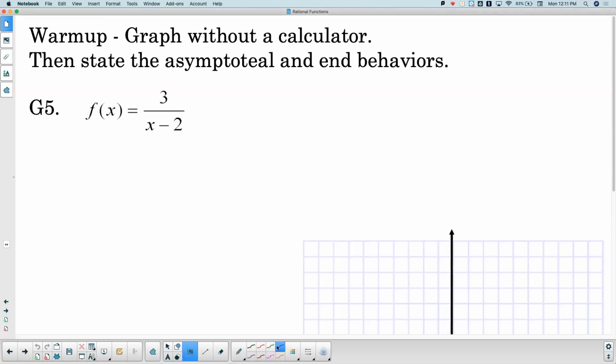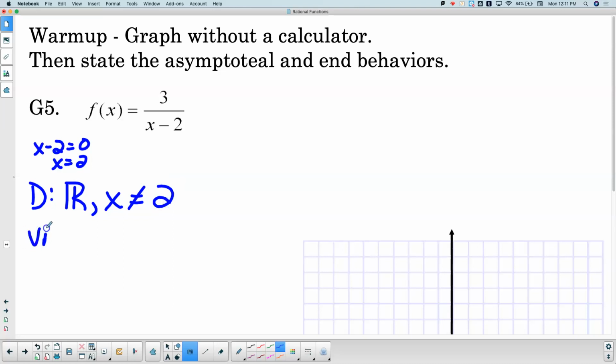Step 1 says, find the domain. Well, x minus 2 equals 0. So then that's going to be x equals 2. So the domain of this function is all real numbers, but x cannot be positive 2, which means we've got a vertical asymptote at x equals 2. Agree with me on that? Okay.